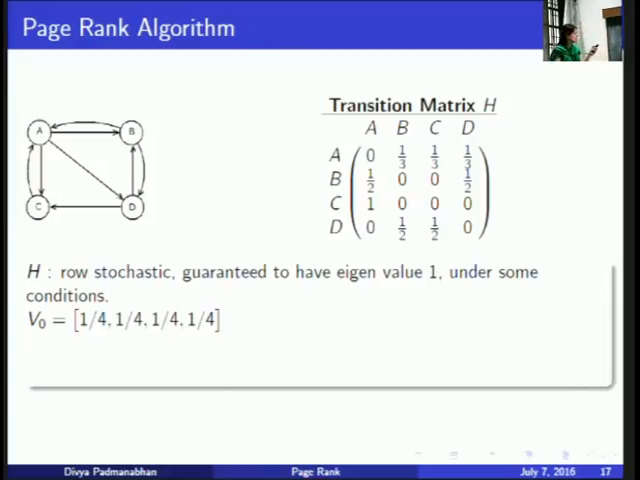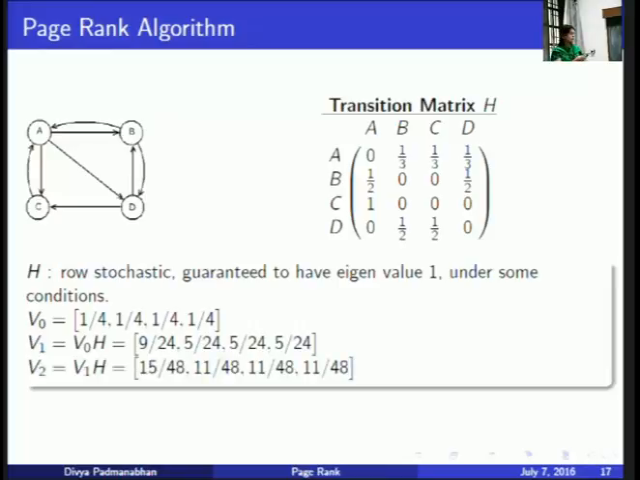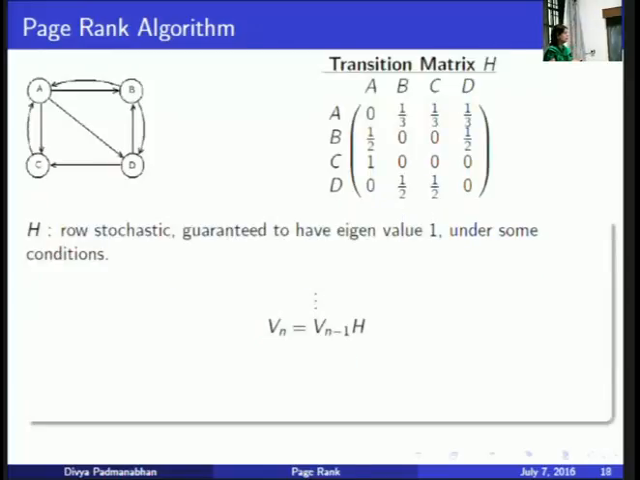Again the same example you take. Initially, suppose the probability of being at any of these pages is 1 by 4. It's equal, because you start off that way. You don't have any bias towards any particular page. Now after one time of following the link structure, you get this vector V1. Now keep doing that. V2 is computed the same way, and at the nth time instant, you have Vn minus 1 times H. And what you want to see is where does this converge.